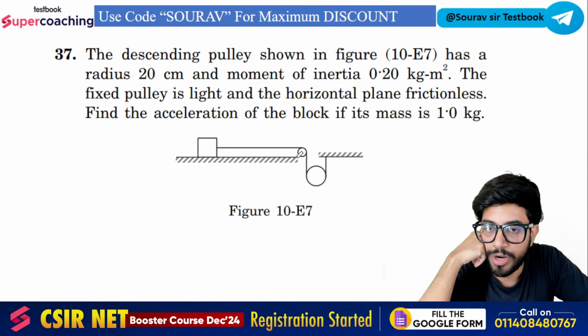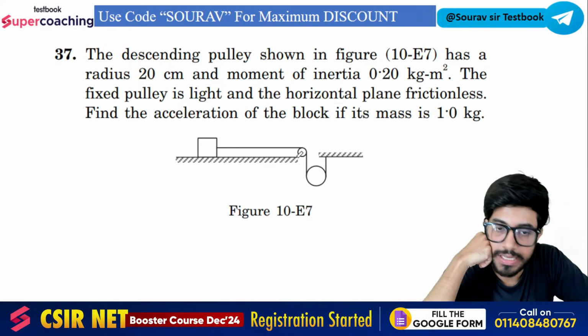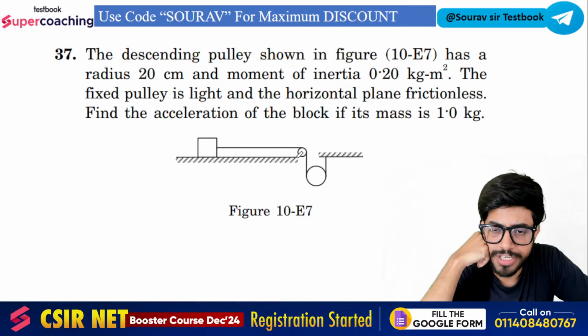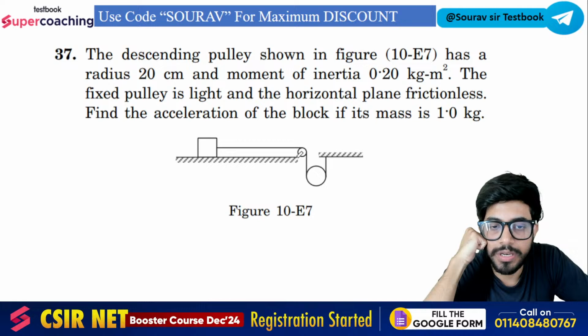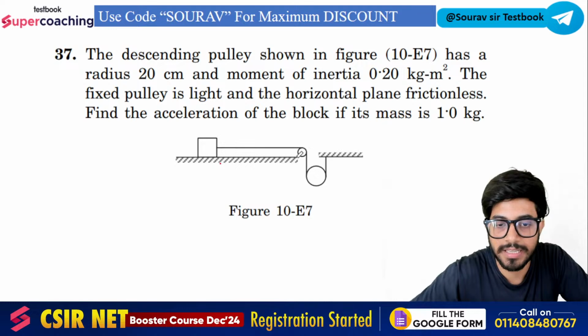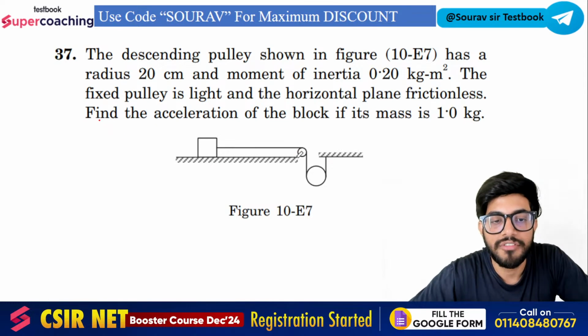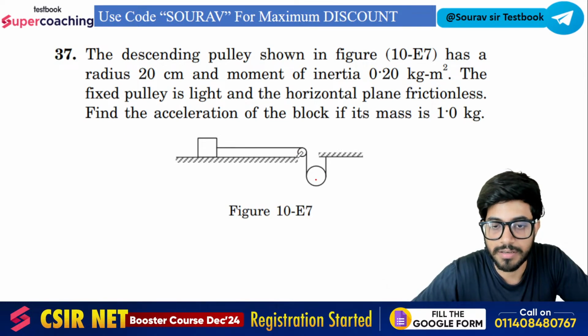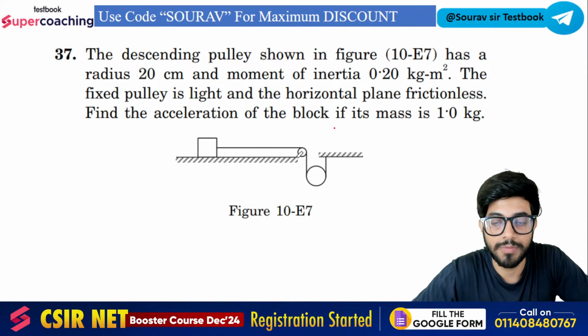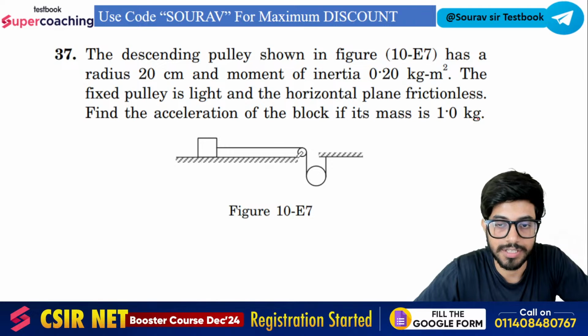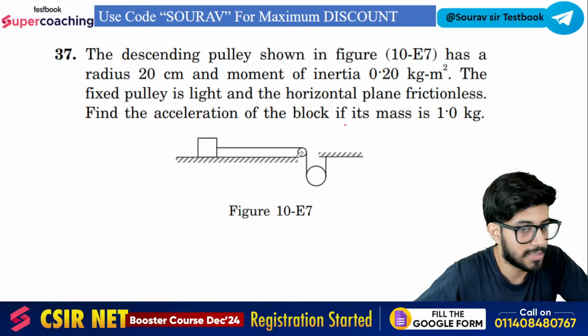shown in figure 10.E7 has a radius of 20 centimeter. Moment of inertia is I, suppose. The fixed pulley is light and the horizontal plane is frictionless. So this plane is frictionless and this pulley is actually light. So this pulley is not rotating, but this one can come down and this one can rotate as well. Find the acceleration of the block if the mass is 1 kg.